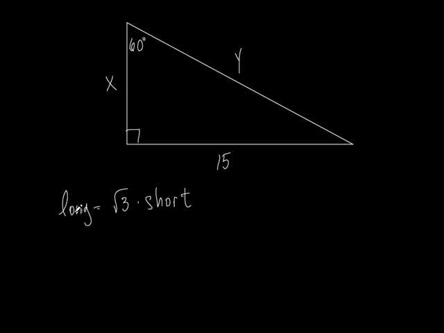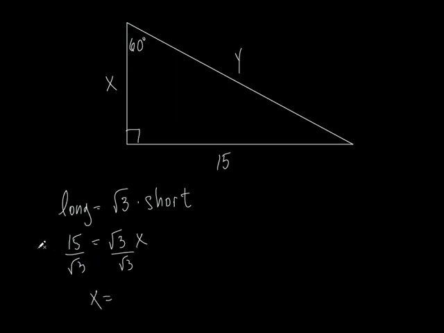Okay, here we go. So the long side is the square root of 3 times the short side. What do we know here? We know the long side, don't we? So we know that 15 equals the square root of 3 times the short side, which is X, right? Divided by the square root of 3. Are you following me? And so x is equal to 15 over the square root of 3.